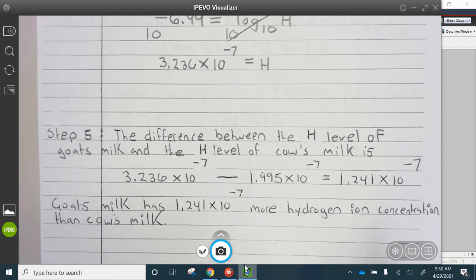So, step 5, the difference between the H level of goat's milk and the H level of cow's milk is 3.236 times 10 to the negative 7 minus 1.995 times 10 to the negative 7 equals 1.241 times 10 to the negative 7. So goat's milk has 1.241 times 10 to the negative 7 more hydrogen ion concentration than cow's milk. All right, go ahead and finish up question 15.